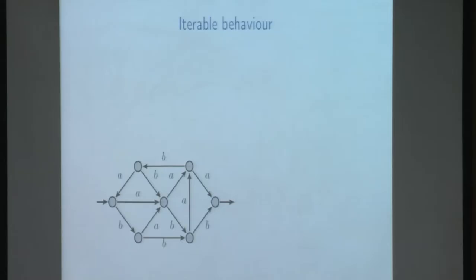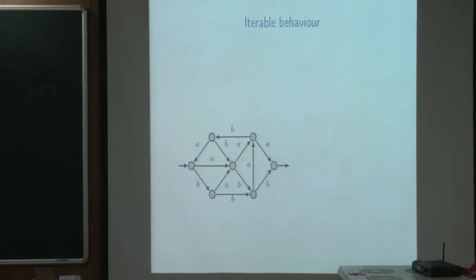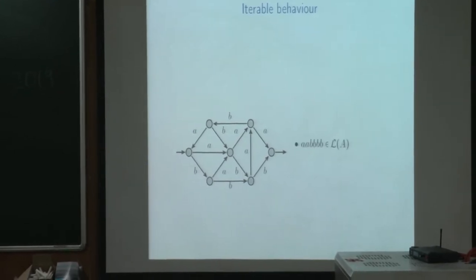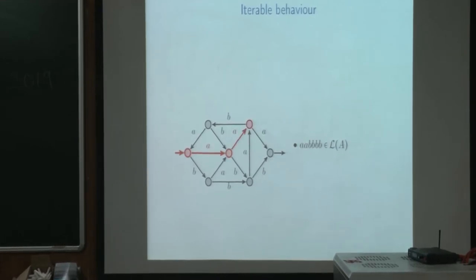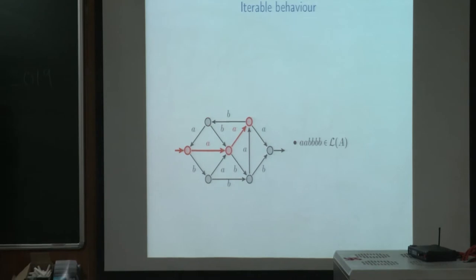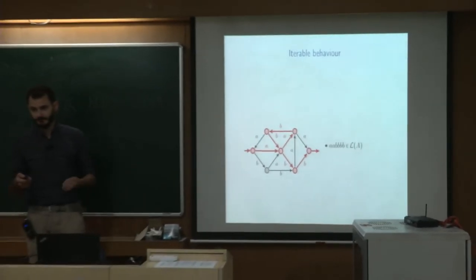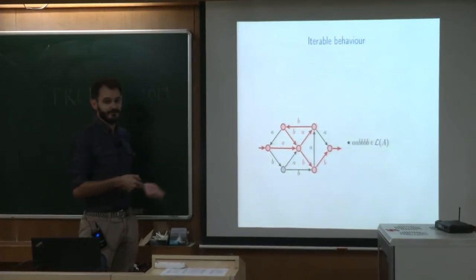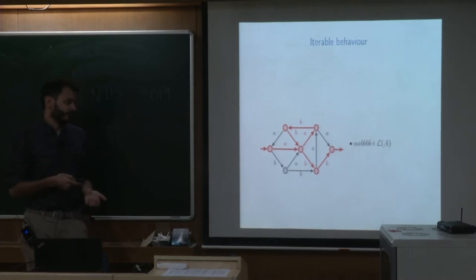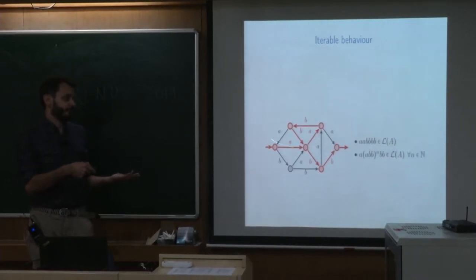Okay. So how to use idempotents to identify iterable behavior? Well, let's start with the very basic model of computation: an automaton. You have a finite number of states, transitions labeled by letters, and you accept every word for which you can go from an initial state to a final state. So for example, here, AABBBB is accepted. And what you can notice is that here in the middle, we have what is called a loop. One state is repeated. So what does it mean? Well, actually, the part here can be iterated any number of times, and we're still in the language.